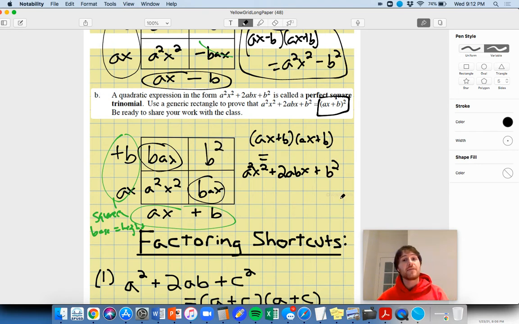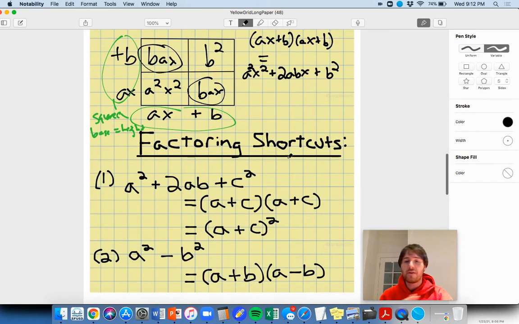So this is a perfect square shortcut, and really the thing to look out for here is that the first term is a perfect square and the last term is a perfect square. Once you realize that, maybe you can get the middle term to make sense and realize it's a perfect square, and you can factor this really quickly, okay?